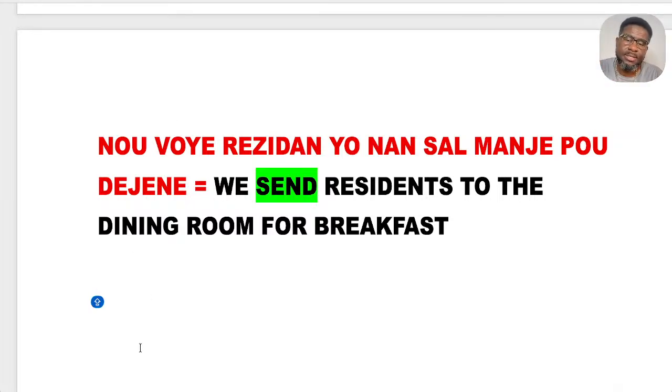Now, that's present simple. Now let's look at how we can convert this into the past simple. Okay, for the past simple, it's very, very simple. Okay, we sent the residents to the dining room.